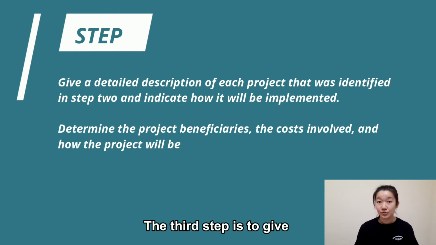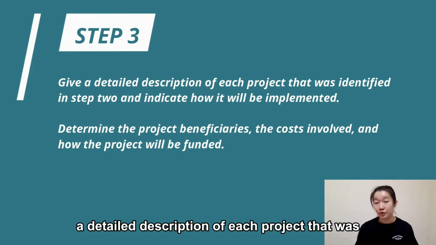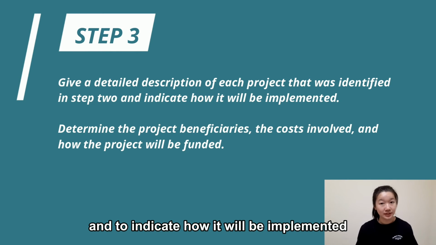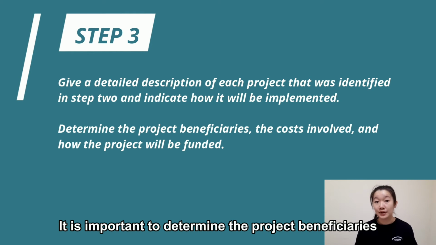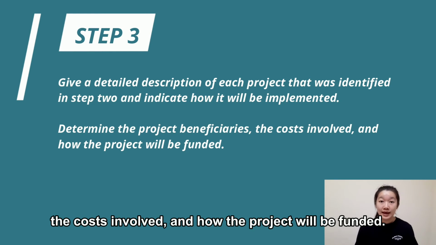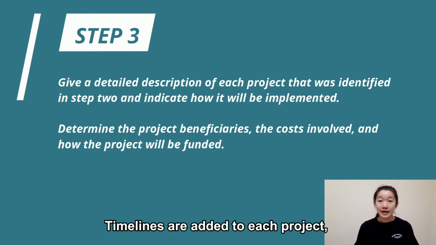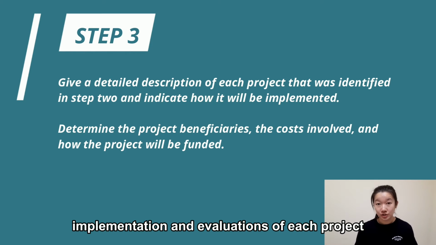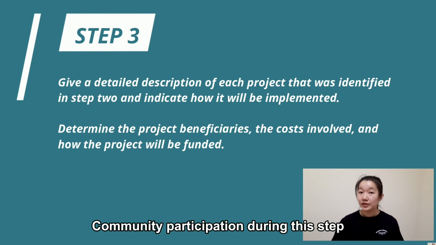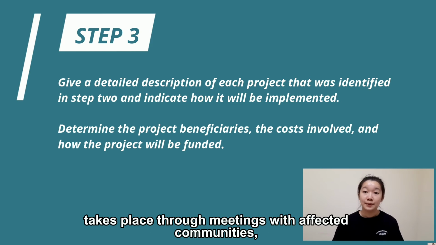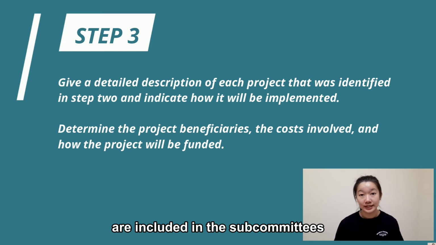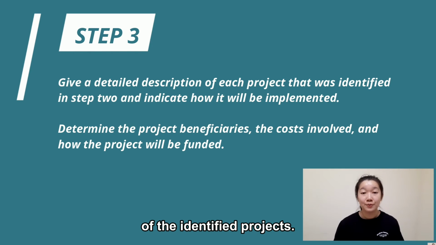The third step is to give a detailed description of each project that was identified in step 2 and to indicate how it will be implemented. It is important to determine the project beneficiaries, the costs involved, and how the project will be funded. Timelines are added to each project as well as the entity responsible for the management, implementation, and evaluations of each project. Community participation during this step takes place through meetings with affected communities, while community representatives are included in the subcommittees of the identified projects.